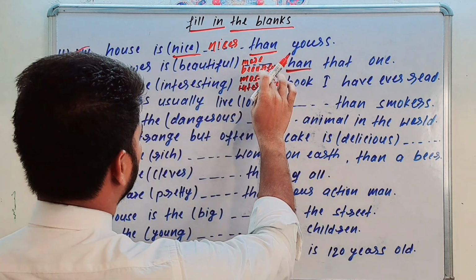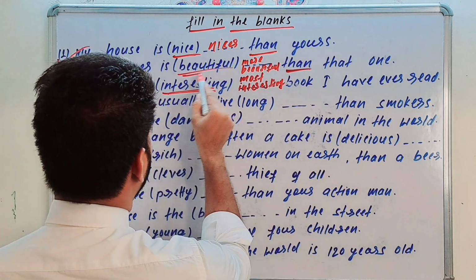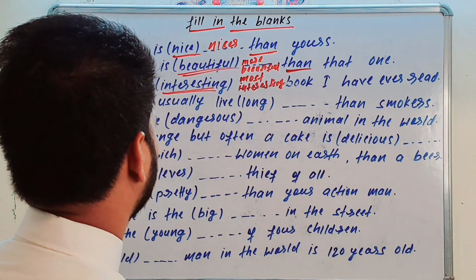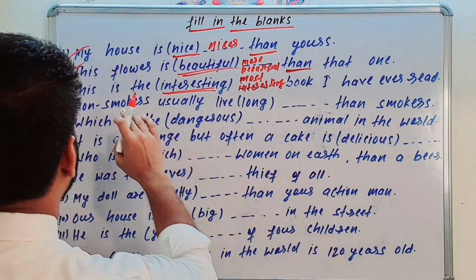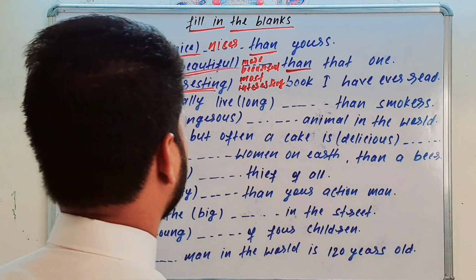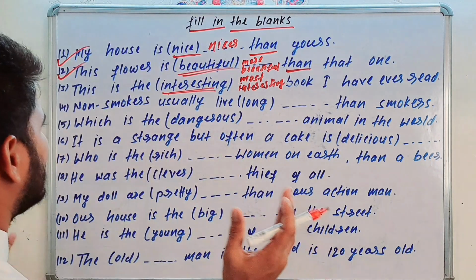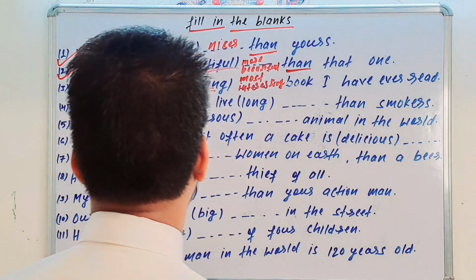What is that? Most interesting here? There is one option in every question. So you have to convert it to comparative and superlative and fill in the blanks, like this is the most beautiful book I have ever read.